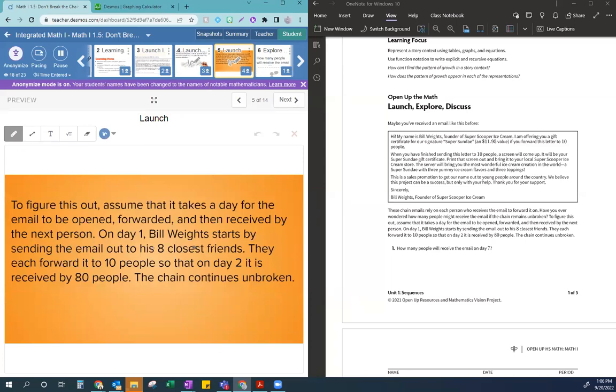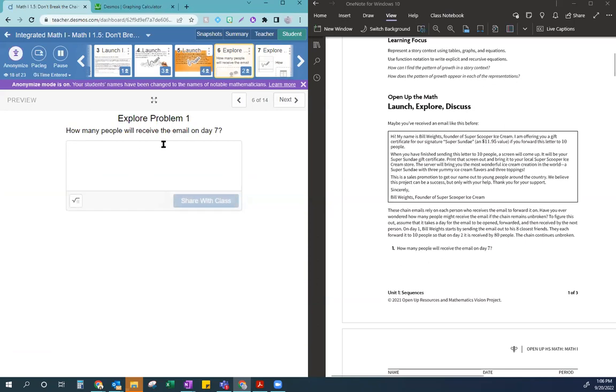So on day 1, Bill Waits starts by sending an email out to his 8 closest friends. They each forward it to 10 people, so that on day 2, it is received by 80 people. The chain continues unbroken. How many people received the email on day 7?